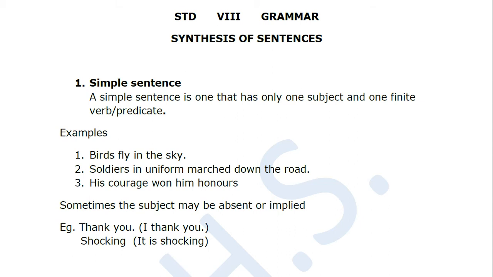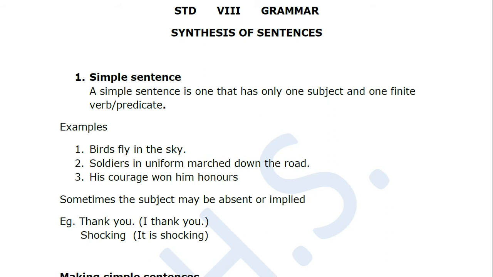Whereas when you're talking of synthesis, there are just three sentences. That is one sentence which may be a simple sentence, another sentence which may be a compound sentence, and the third sentence which may be a complex sentence. So when you're synthesizing, you are changing either a simple into a compound or a complex, or a compound into a simple or a complex, or a complex into a simple or a compound. So you are going to just convert one sentence into any of the other two types of sentences. Clear?